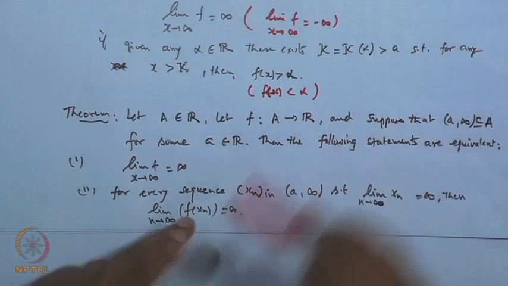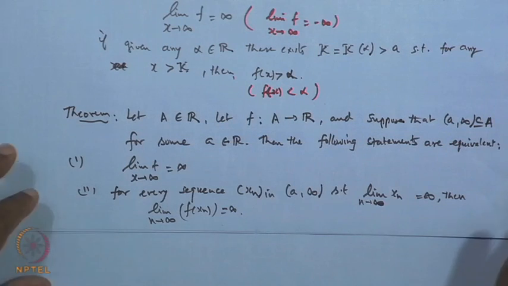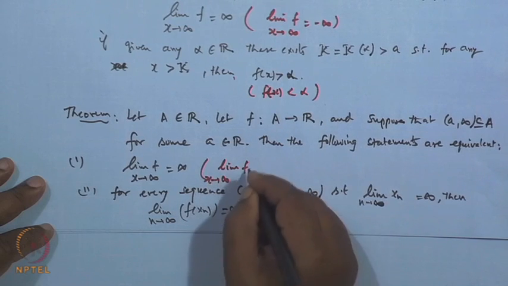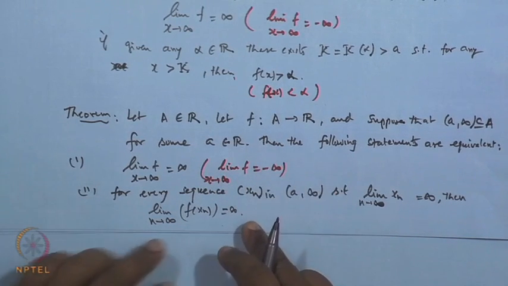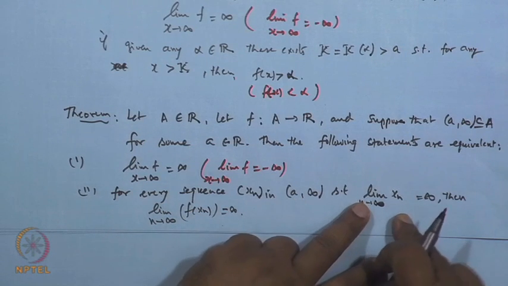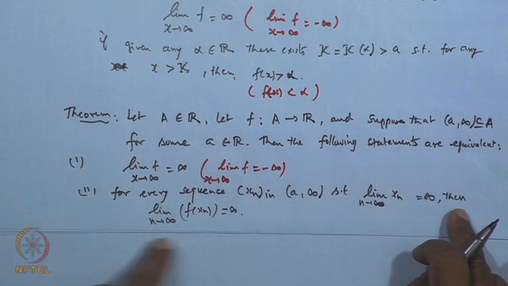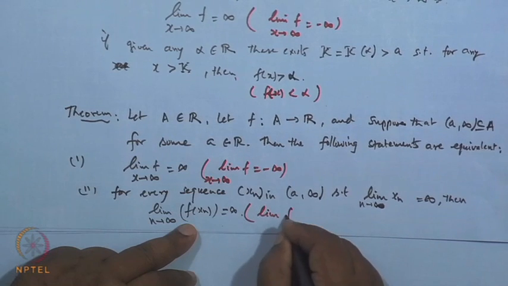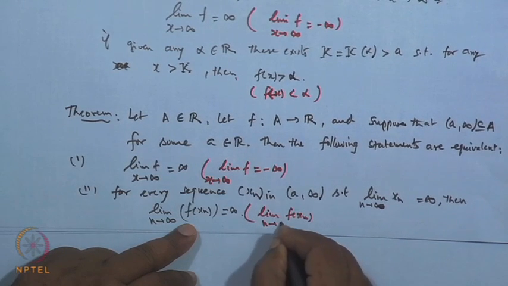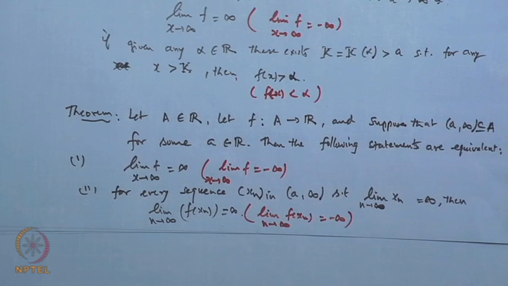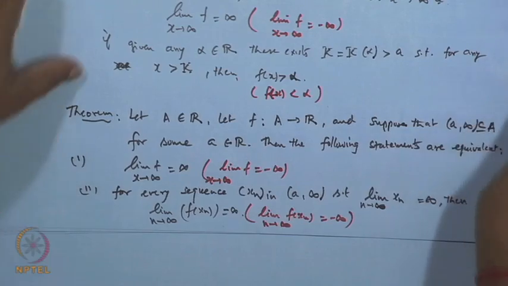If we want the limit to be minus infinity, if the limit of f when x tends to infinity is minus infinity, then equivalently we can say that for every sequence x n in (a, infinity) such that the limit of x n is infinity, the limit of f of x n as n tends to infinity will be minus infinity. This is the equivalent way, respectively. So, the concept is this one.